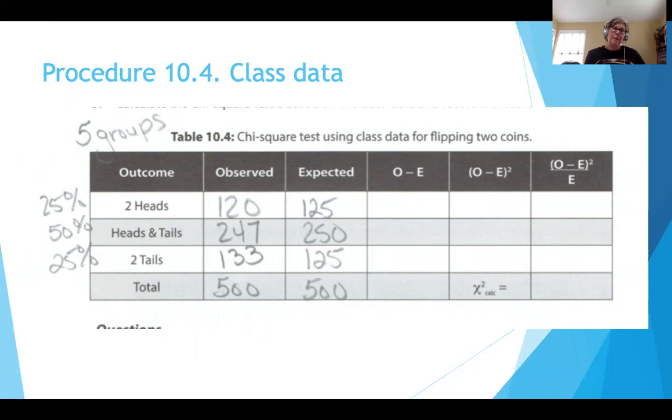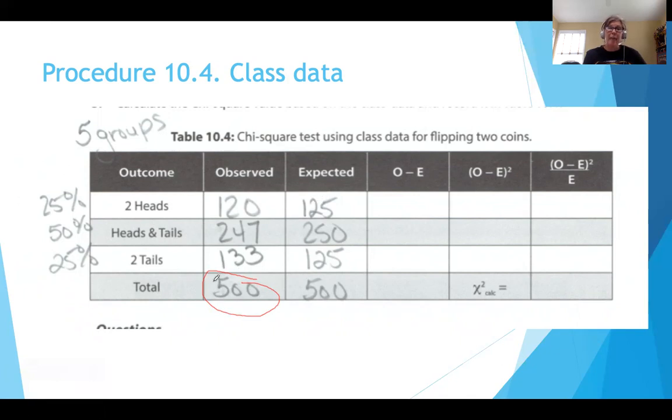So again, I'm going to say we had 5 groups. Here's our data. That's 500 tosses. To get my expected, remember, you're not taking your observed, you're taking your total number. So what's 25% of 500?